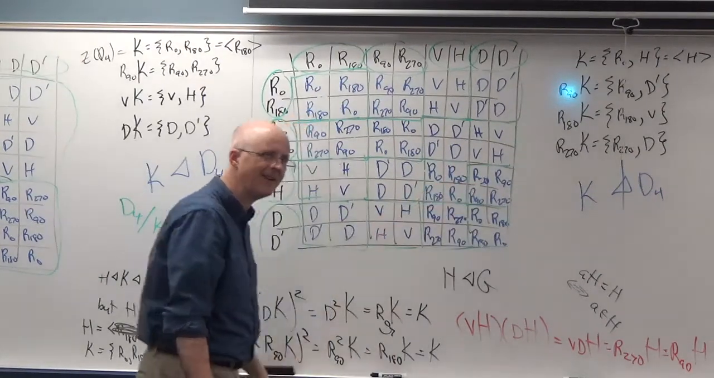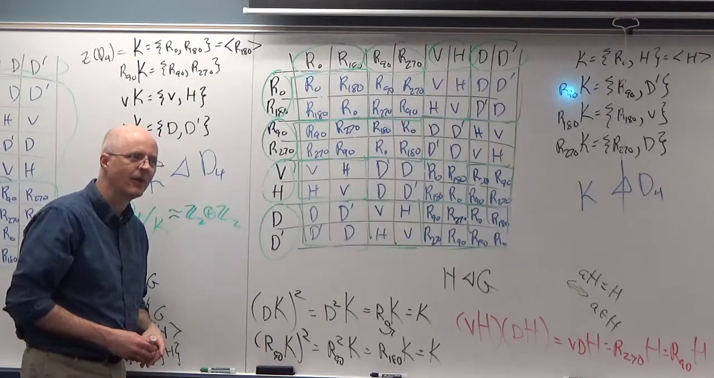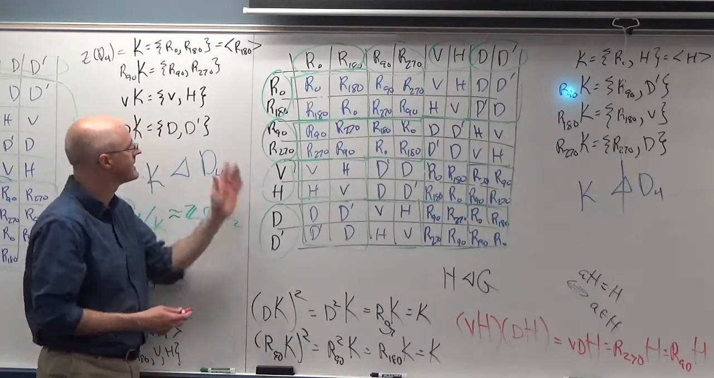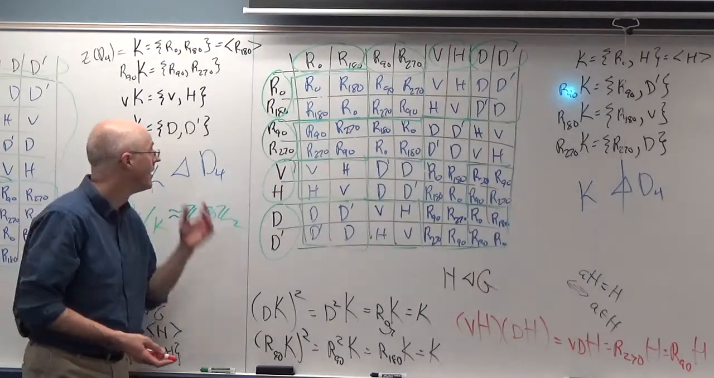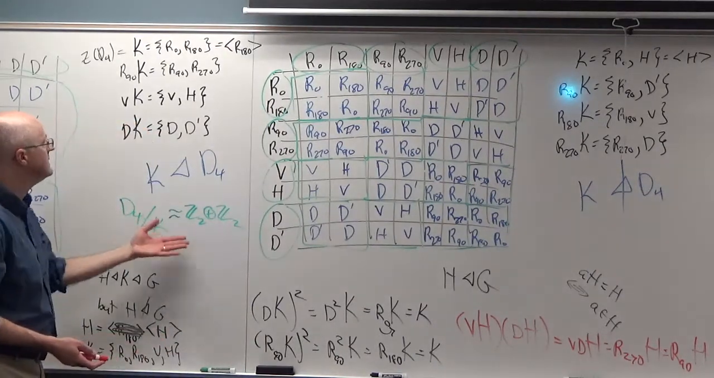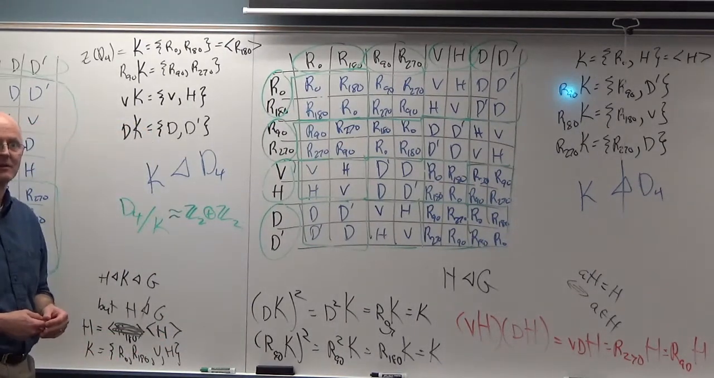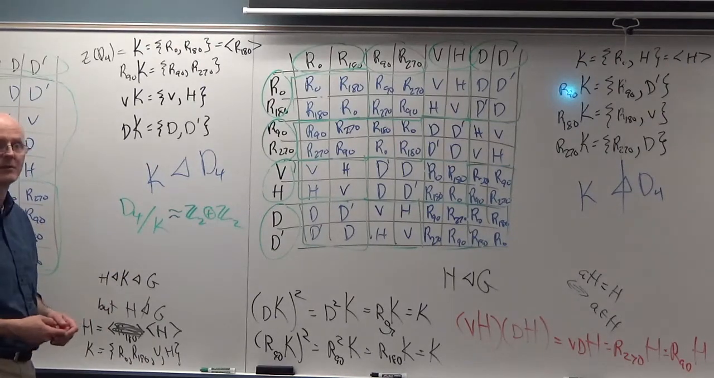Do you get what I'm saying here? As long as you reorder the elements along the side and the top of the Cayley table in the appropriate way for a given normal subgroup, you can see the factor group. You can see the Cayley table for the factor group.